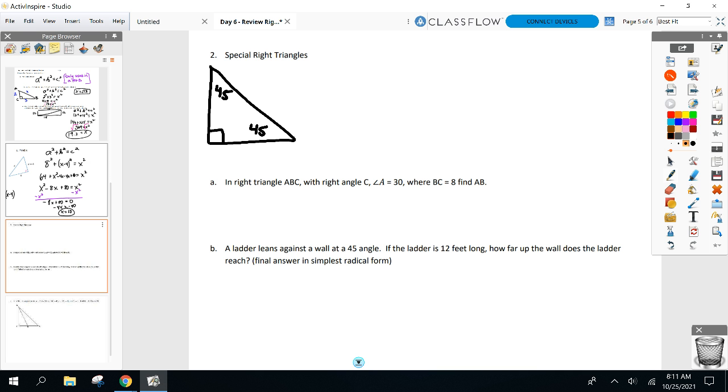All right, because both of them are 45, that means the sides across from the 45s are both the same. Whatever's across from this 45 is the same value across from this 45. So I'm going to start by putting x's here because it could be any value, but they're both the same. So if one's 6, the other's 6.